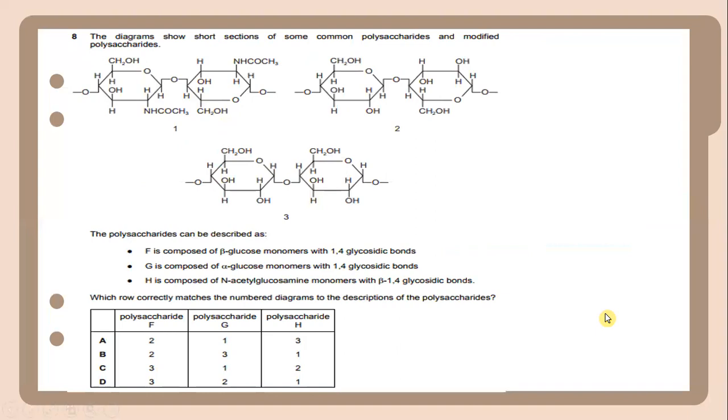The diagram shows a short section of some common polysaccharides and a modified polysaccharide. Which row correctly matches the numbered diagram to the description of the polysaccharide?